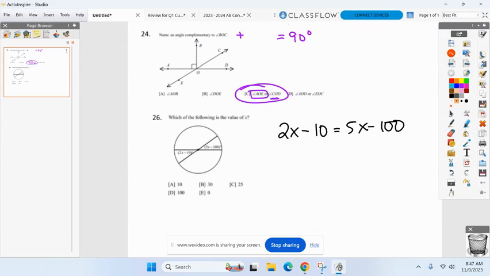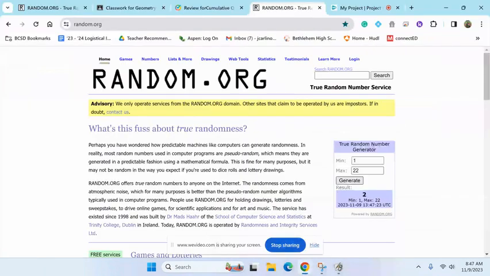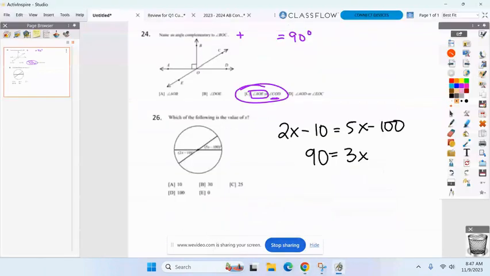Again, some are pretty easy. If we know these are vertical and what we know about them, hopefully we're not setting them equal to 180. And when you find x, let me know. Take your time though. 30. And just be careful.